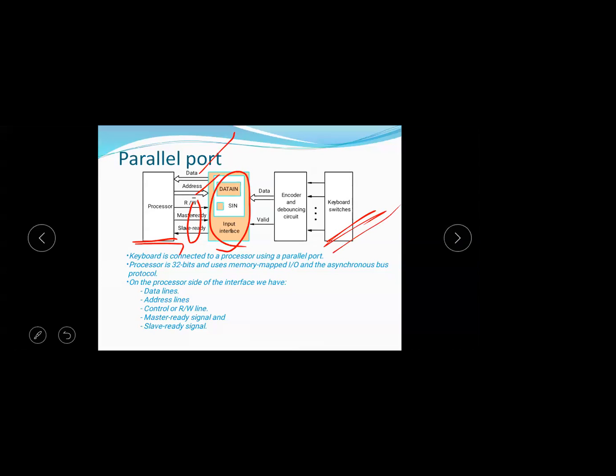Here I am taking an input device as an example. Keyboard I have taken, and the data is transmitted from the keyboard to the processor. I have to transmit the data from the keyboard to the processor through the parallel port of the interface circuit. Okay, one example, keyboard to the processor.